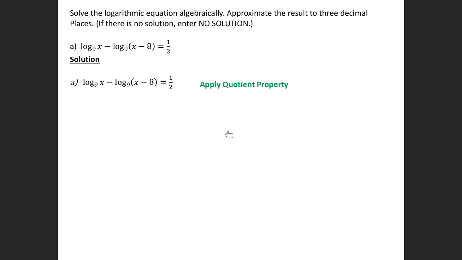All right, let's go ahead and work it together. So again, we must use the quotient property. So we have log base 9 of x minus log base 9 of x minus 8 is equal to 1/2.